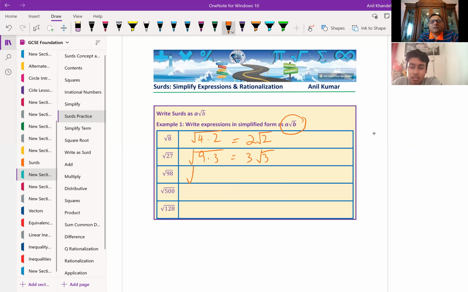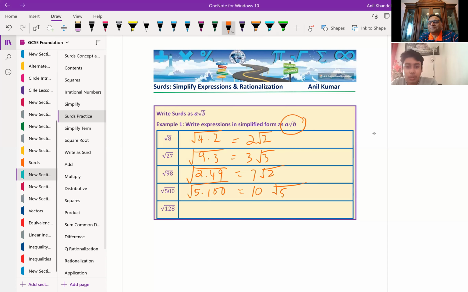So if it is difficult, just divide by 2. It is an even number, right? So prime factorization: 2 times what? 49, right? So that is 7 square root 2. 500 would be 5 times 100, which would just be 10 square root 5.